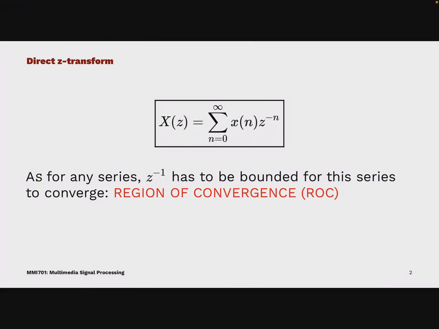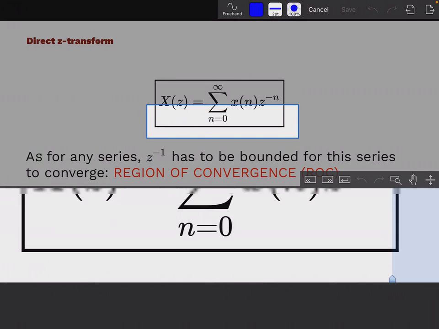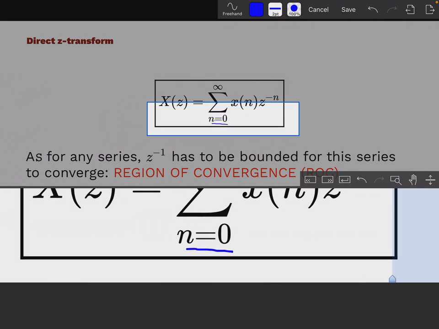So the direct Z transform is a simple concept. You just multiply each sample of your signal by some complex number z to the power minus n, and sum all of that up. Although we have n equals 0 as our lower bound here, it can start from minus infinity as well. There's nothing that stops you from writing your bounds from minus infinity. That's just an example.